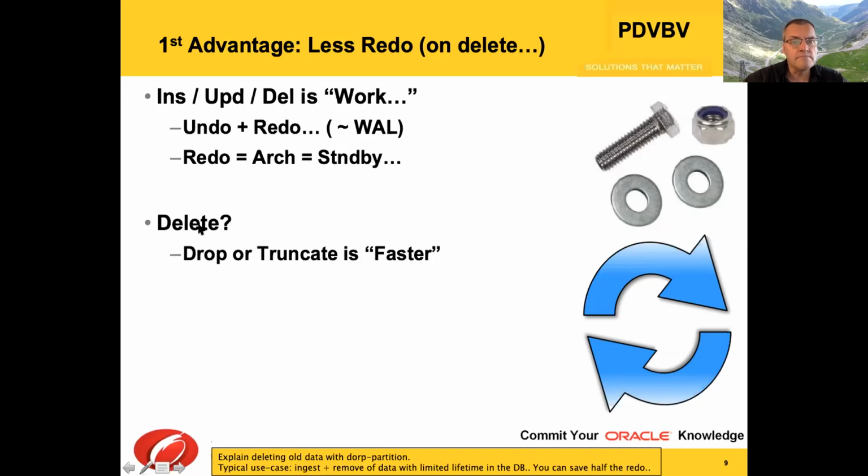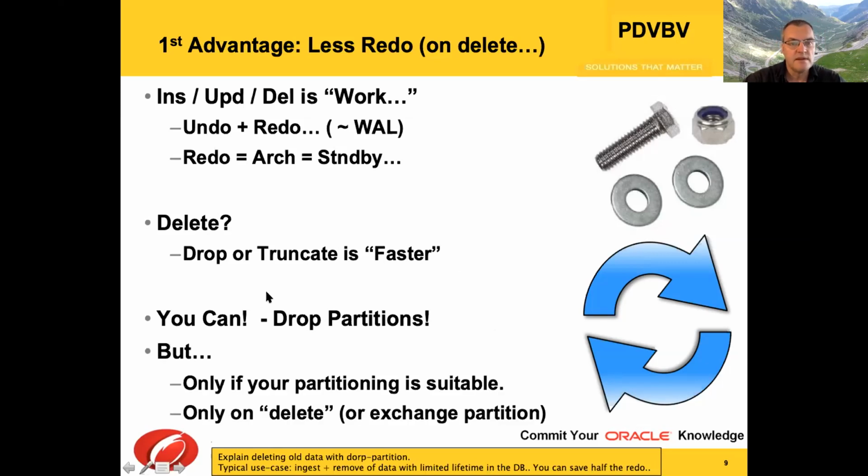You want to delete data? Most people know that the drop or truncate operation is the fastest way to delete data. And with partitioning, this is what you do. By dropping a partition, you don't delete the data bit by bit, you drop it in one go, and that can be a very efficient operation. But of course, that only works if your partitioning is suitable, if your partitions contain the data that you want to delete. Then you can do a drop partition. You can delete data by dropping or exchanging a partition.